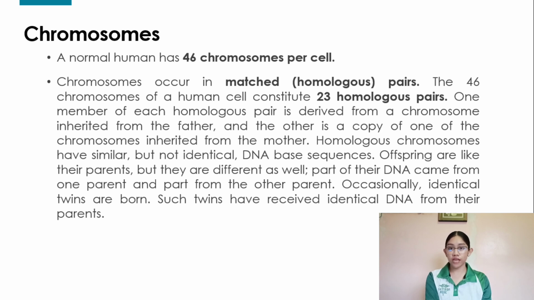Homologous chromosomes have similar but not identical DNA-based sequences. Both code for the same traits but for different forms of the trait. And this is why siblings, despite having the same parents, look different. One sibling may have blue eyes while the other has green. They look alike but they don't look exactly the same.